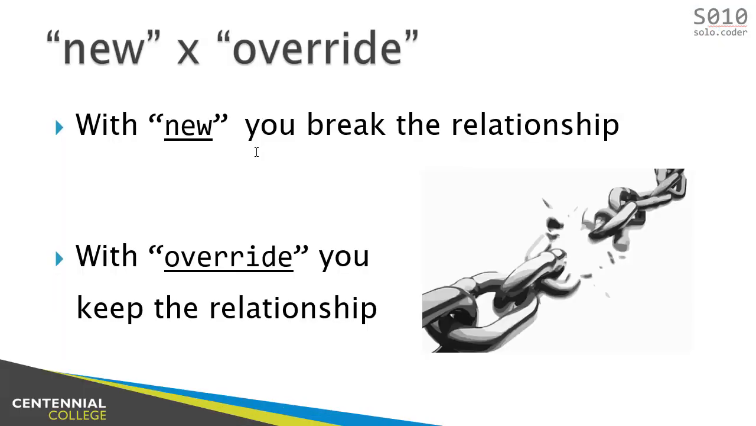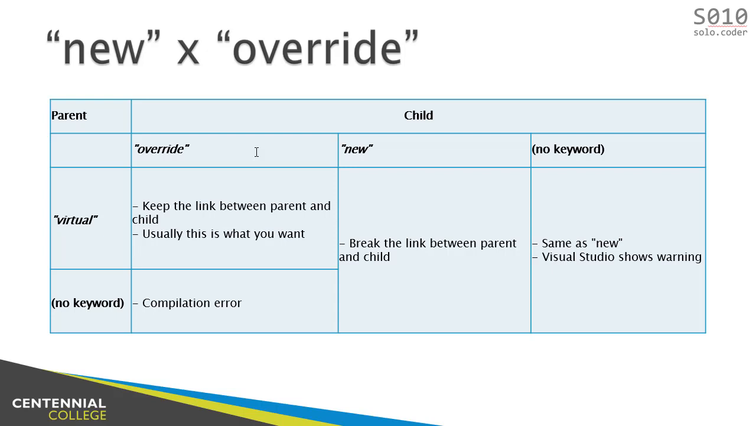To give you a hint on that, you can use this little table that I put together with the usage. You have the parent, so if you have the virtual keyword in the parent, you can use the override keyword in the child to keep the link between the parent and the child. Usually this is what you want to do. Usually this is it, okay? Now, if you have virtual in the parent, you can still use new or no keyword in the child, but it breaks the link between the two of them. In our case right now, what we tried to do is use no keyword in the parent, and we use new in the child. So we are in this situation here. You cannot use no keyword in the parent and use override in the child. You're going to get a compilation error.